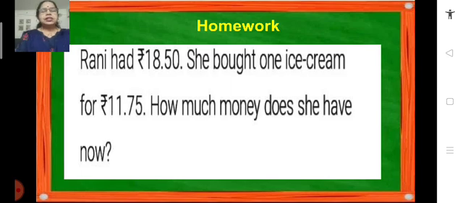Children, one question is given as homework. Rani had rupees 18.50. She bought one ice cream for rupees 11.75. How much money does she have now? So you have to solve this problem on your own.